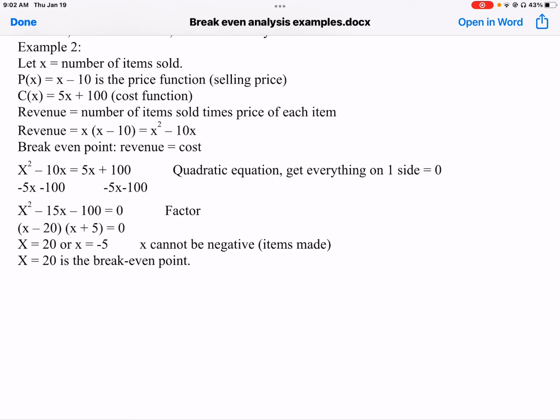So we factor, which means make that FOIL problem. It's an X squared. So we want to find two numbers that multiply to negative 100 and add to negative 15. So that's minus 20 and 5. If you set both of those equal to 0, you get x equals 20 and x equals negative 5. But x cannot be negative because it's the number of items being made. So x equals 20 is our break-even point. And that is the end of this lesson.